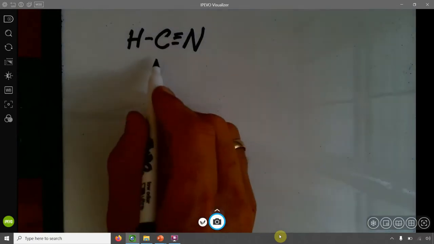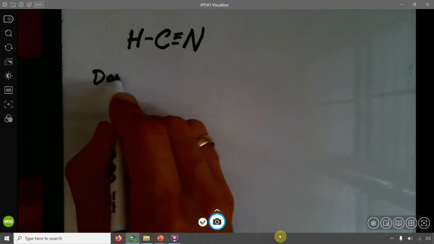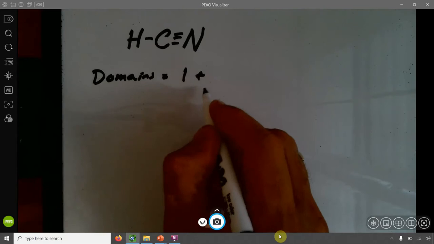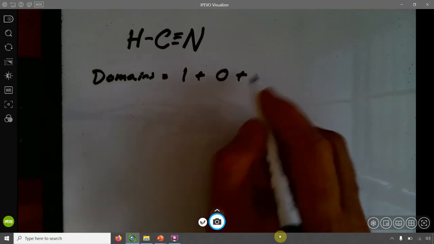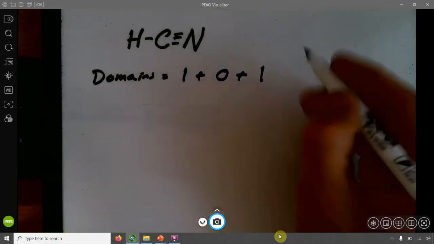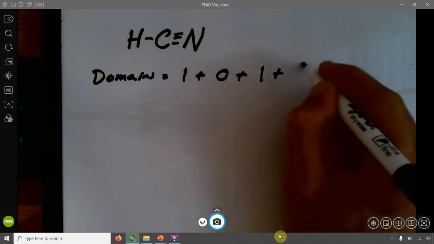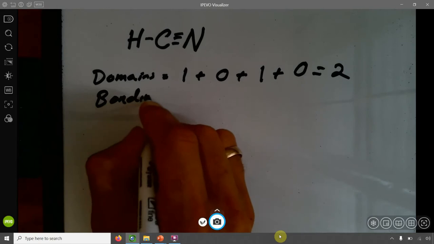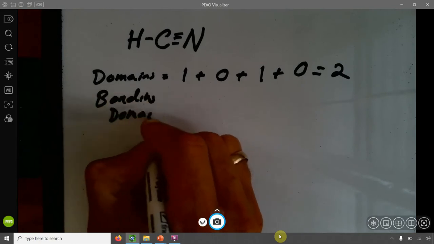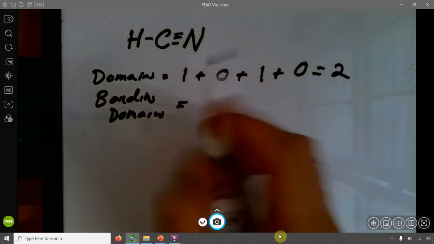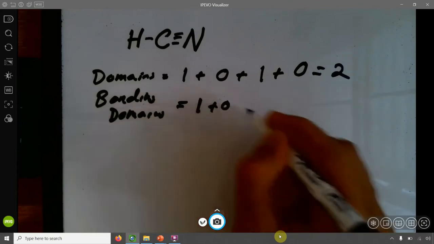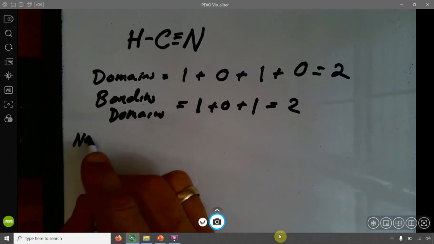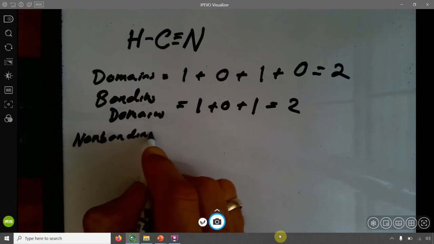Okay. So I'm looking at the central atom. Number of domains equals number of single bonds, 1. Number of double bonds, 0. Number of triple bonds, 1. So this counts as 1, not 3. Number of lone pairs, 0. Bonding domains: number of single bonds, 1. Number of double bonds, 0. Number of triple bonds, 1. And non-bonding domains would be 0, because that's just the number of lone pairs I have.